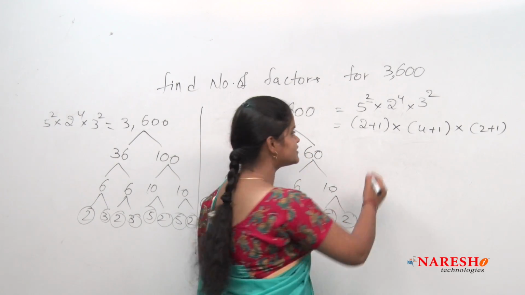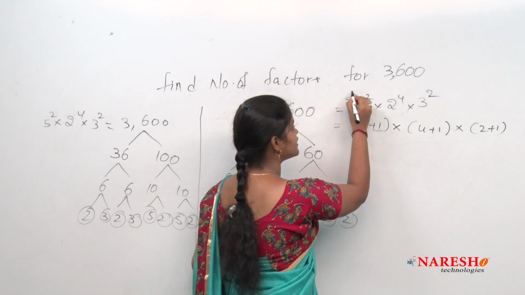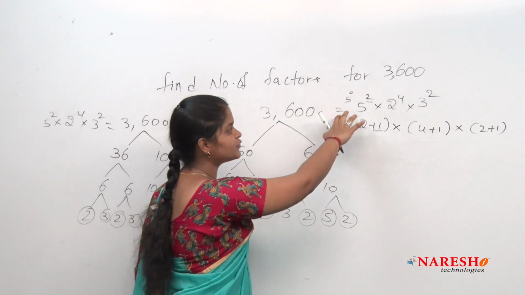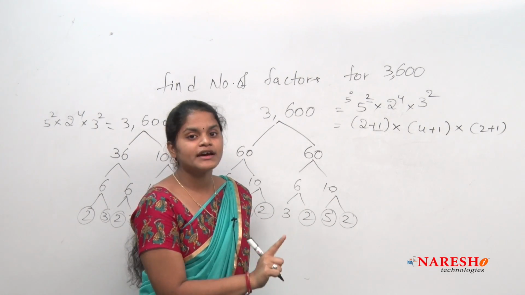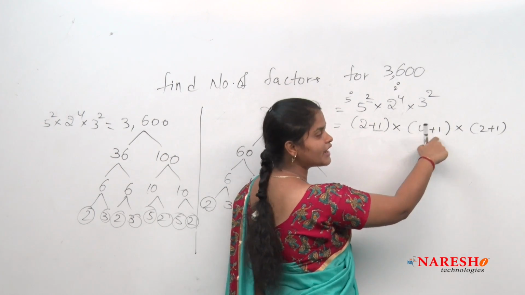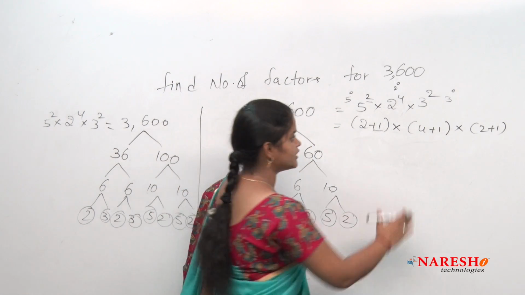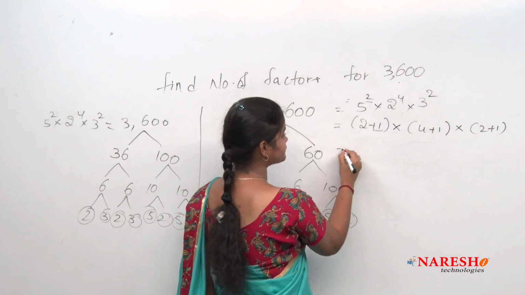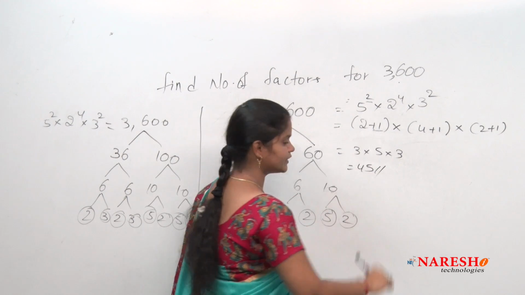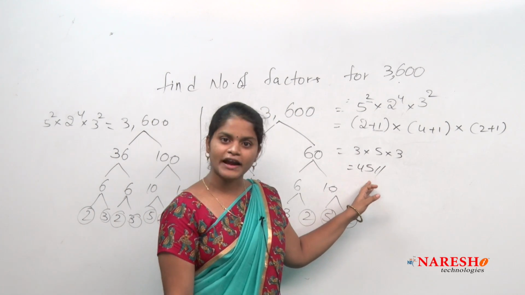Why this plus 1? See, I counted 5 square here. 5 to the power of 0 is what? 1. 1 is a factor of 3600, but we did not count it, right? That's why we are adding 1. Similarly, 2 to the power of 0 is also a factor, that's why we added 1. 3 to the power of 0 is also a factor, that's why we added 1. So now what is the answer? 3 into 5 into 3, which is 45. Therefore, for 3600 there are 45 factors.